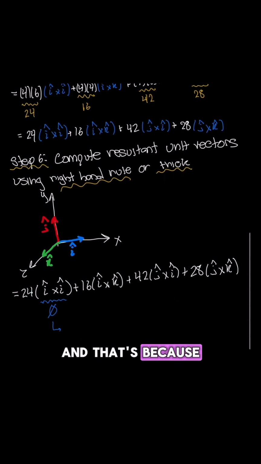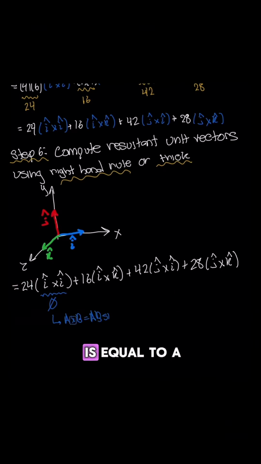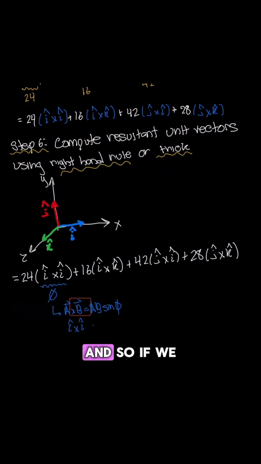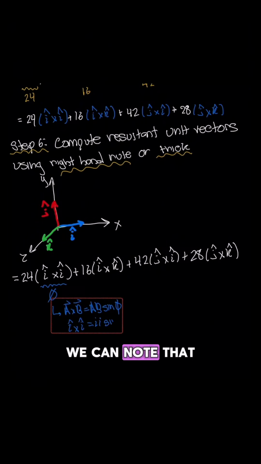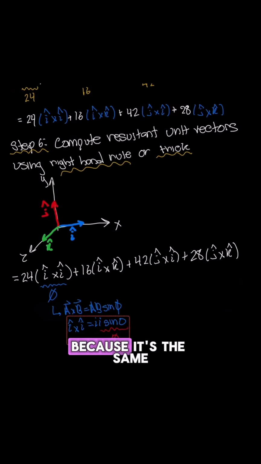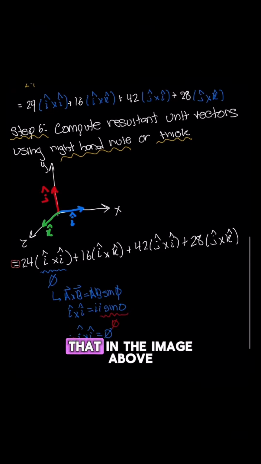And that's because the general formula for A cross B is equal to AB sine phi. And so if we do i cross i, we can note that the angle between them is going to be equal to 0 because it's the same unit vector. And you can see that in the image above.